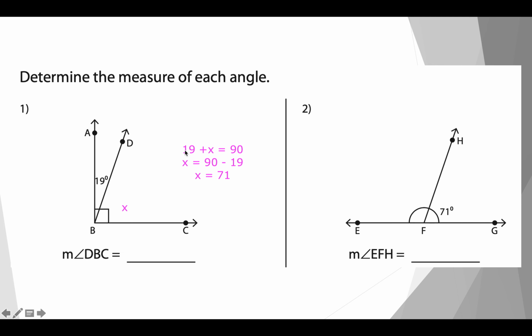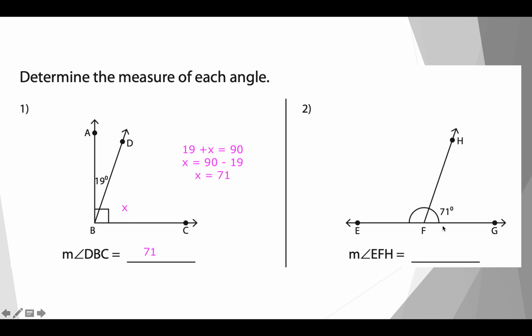Now subtract 19 from both sides. So it will be x equal 71, which means measure of angle DBC equal 71. Okay, look at this question. Here the question says you need to find measure of angle EFH. Now, what you can see here?